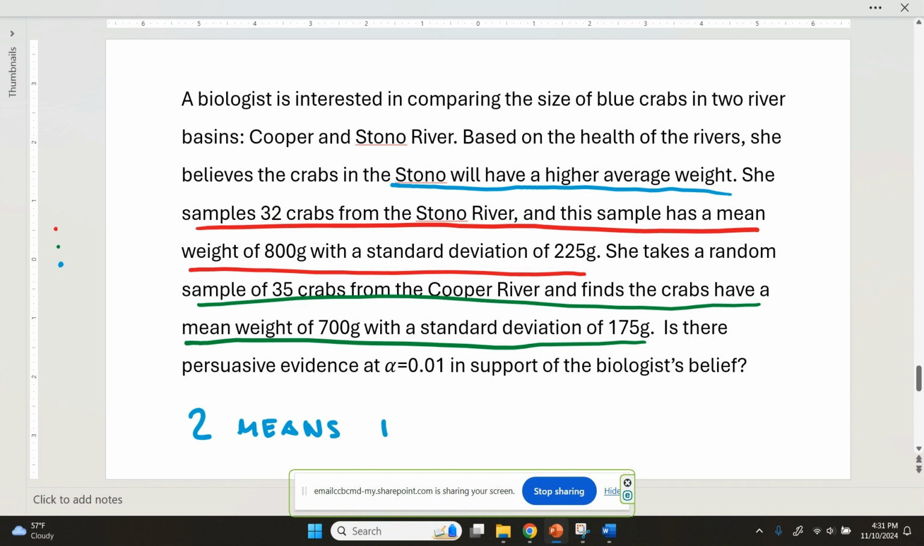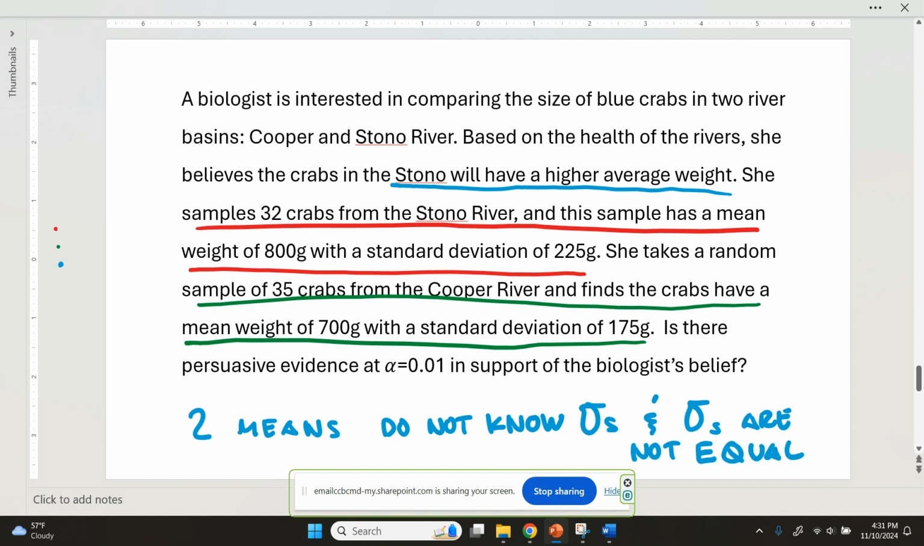I do not know our population standard deviations, and I'm going to assume that the population standard deviations are not equal. So I don't have them, not making any assumptions about this. So that's going to give me a little bit more information. I'm going to end up using the T distribution to test this out, but we'll talk more about that when we get to the software.